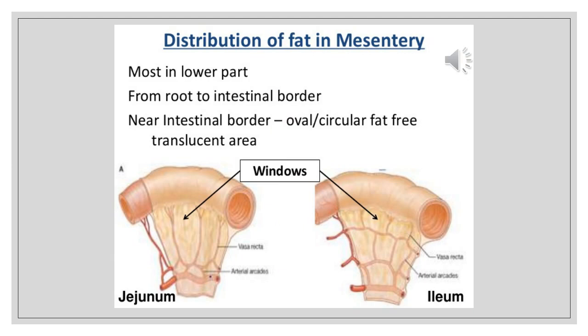Fat is most abundant in the lower part of the mesentery, extending from the root to the intestinal border. The upper part of the mesentery contains less fat, which tends to accumulate near the root. Near the intestinal border, it leaves oval or circular fat-free translucent areas or windows.